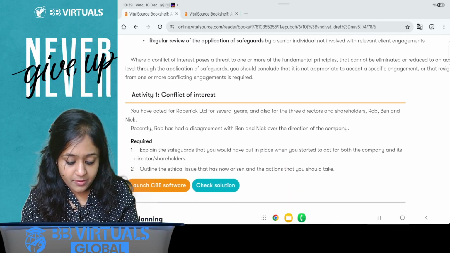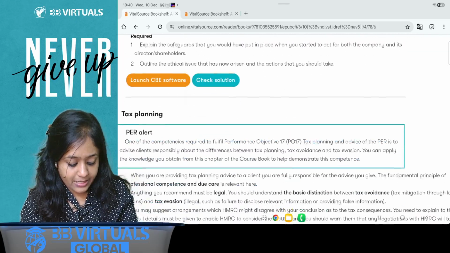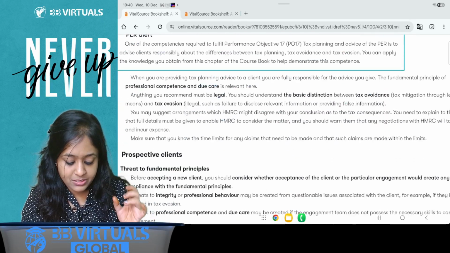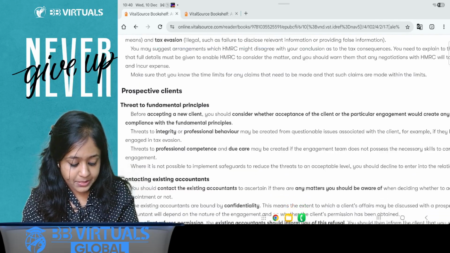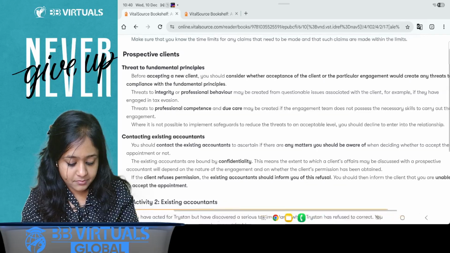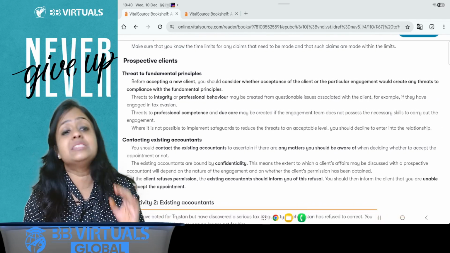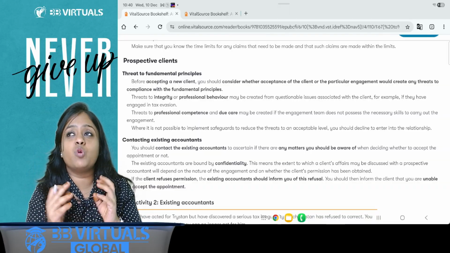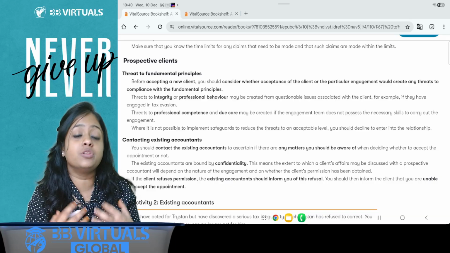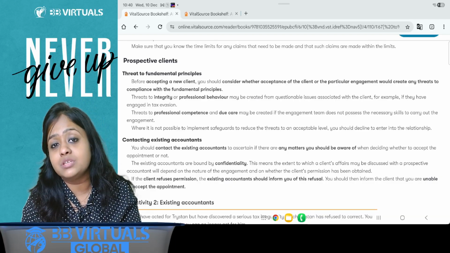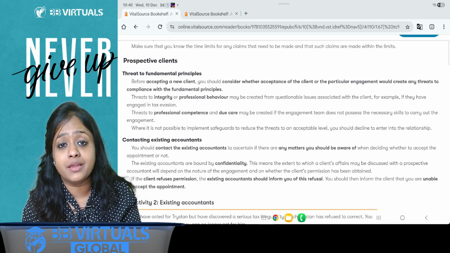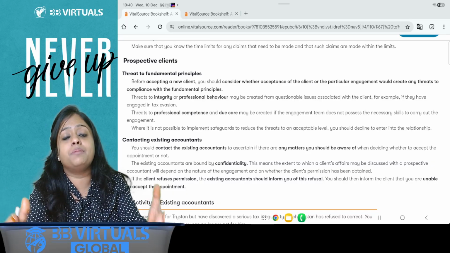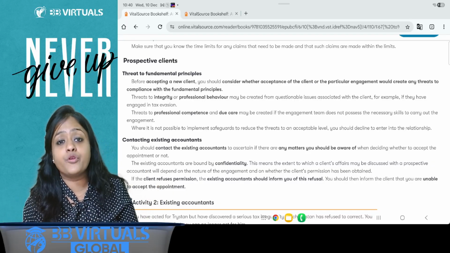Okay, we will look at the activity. And before that, I will just discuss one more point, which is a hot favorite pointer in your exam. The hot favorite pointer is what are generally the steps or the pointers that a tax accountant or ACCA member should keep in mind when you are approaching a prospective client, or maybe you are getting work from a prospective client.